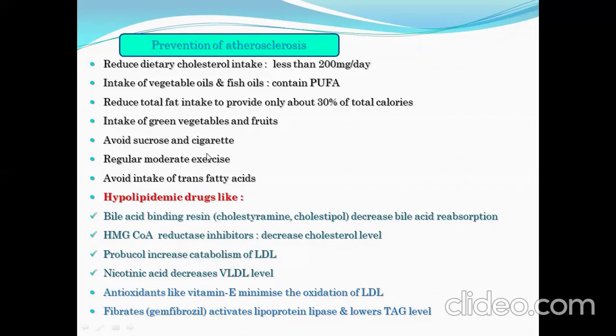So extra carbohydrate is very dangerous. Why? Because through extra carbohydrate, endogenous fat is synthesized, and that endogenous fat is very dangerous. And antioxidants, vitamin C, vitamin A, vitamin E, are the major antioxidant vitamins we have to prefer in our regular diet. And regular physical activity will maintain your good health.